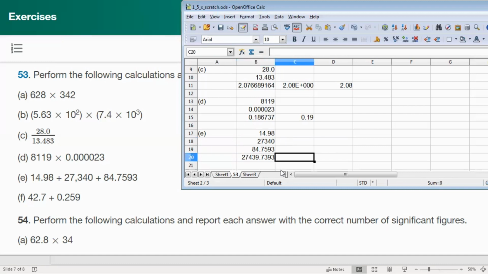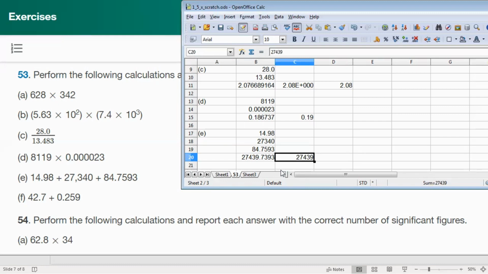So I will just suggest, let's try 27439 as the answer, since that's the same number of digits. It has the same number of digits after the decimal point, which is none, no numbers after the decimal point, as the input with the lowest number of numbers past the decimal point.